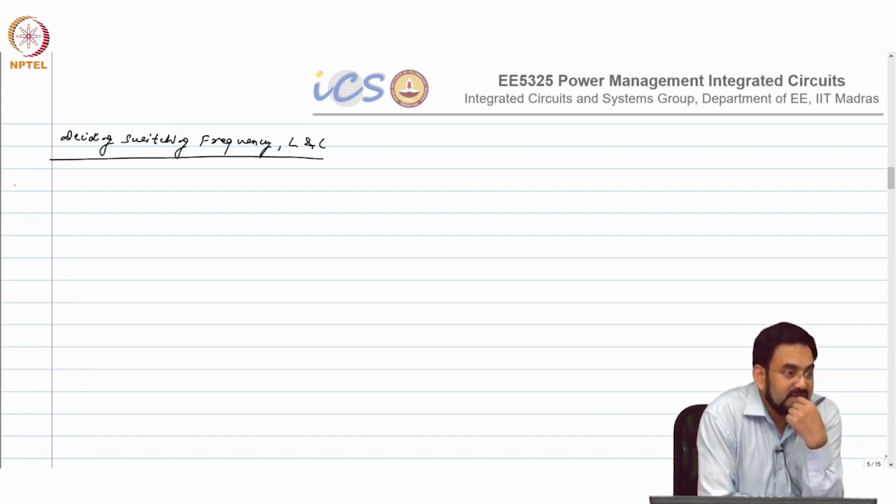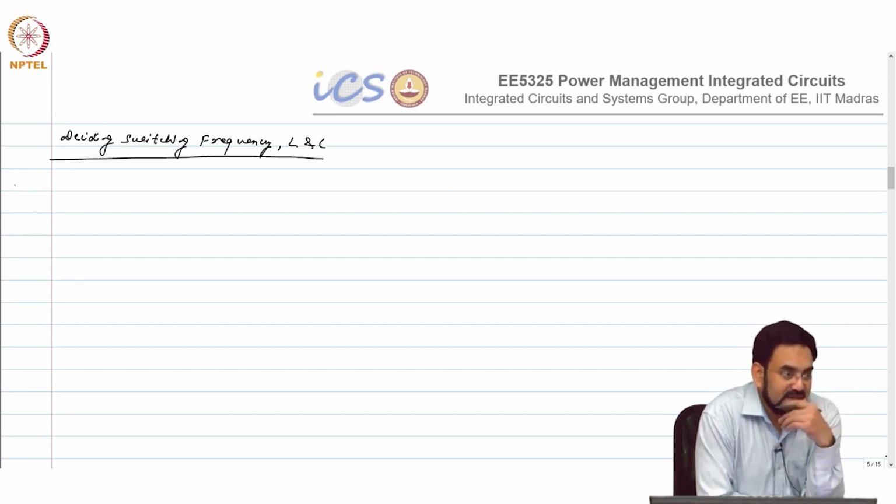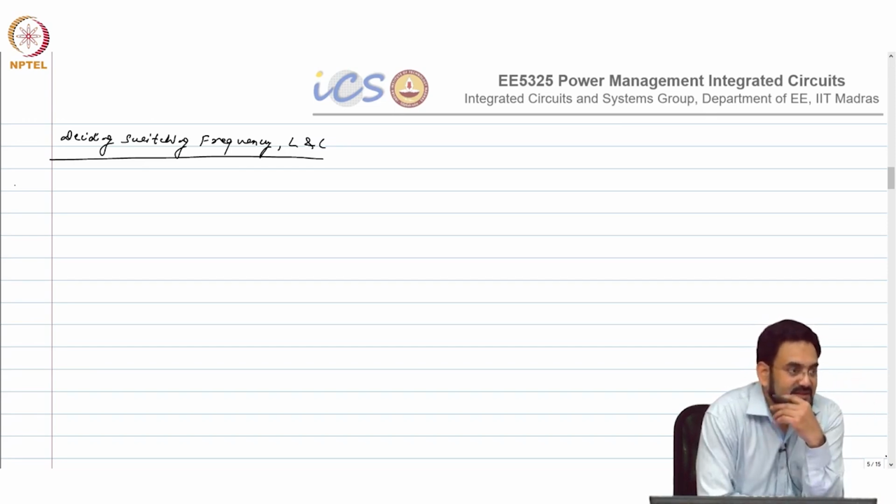No, the ripple will depend on LC. So the first thing you need to look at is the efficiency. If your switching losses are high, you cannot arbitrarily choose 100 megahertz. Let's say at 100 megahertz your switching losses are 10%, and another 10% you are losing in the conduction loss. So 20% is lost, and efficiency will be 80%. So you can never meet a 90% efficiency target if you choose a very high frequency.